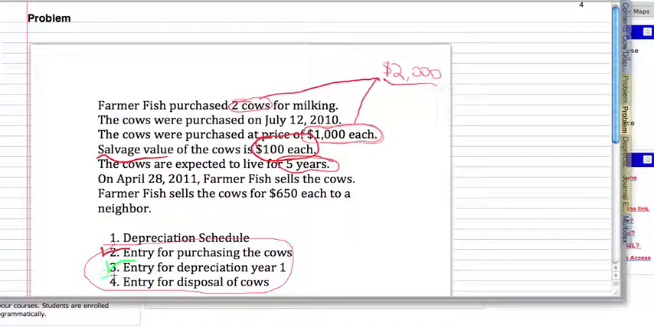Okay, that brings us to the most difficult journal entry, which is to record the disposal of the cows. And so let's go to the journal entry. Before we do that, though, there's four steps I'm going to take you through to get this.